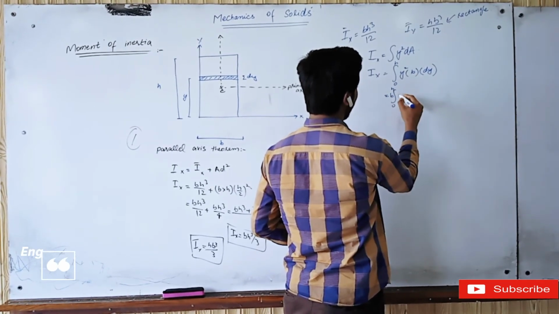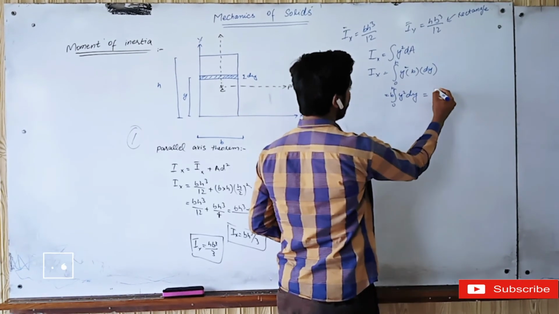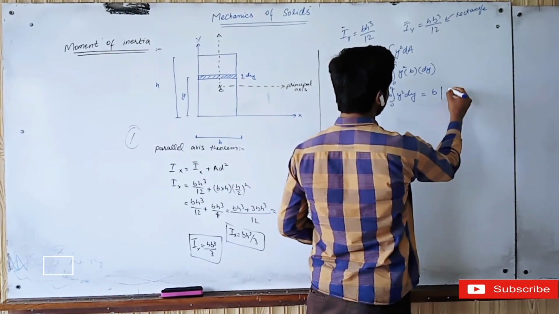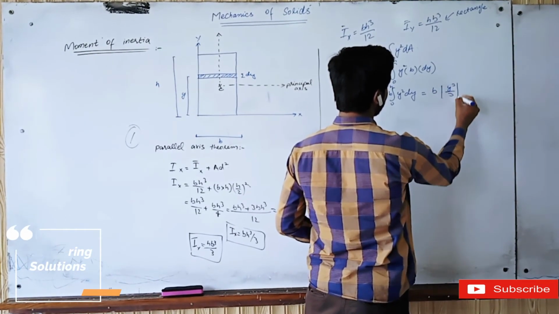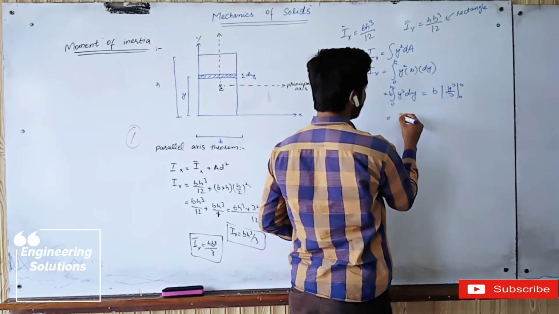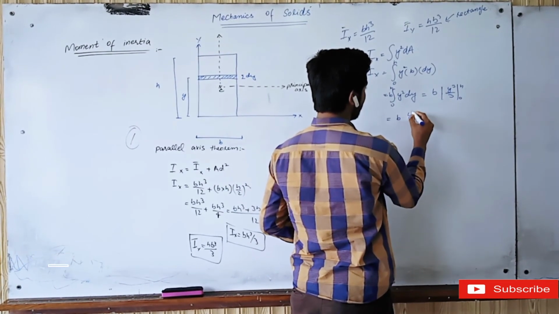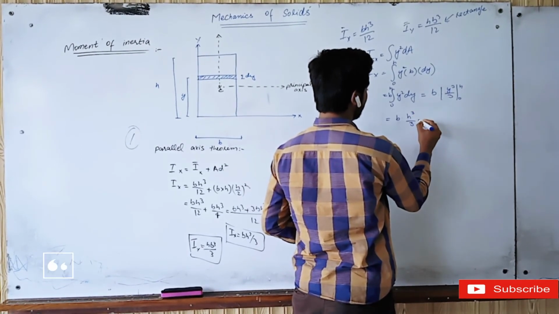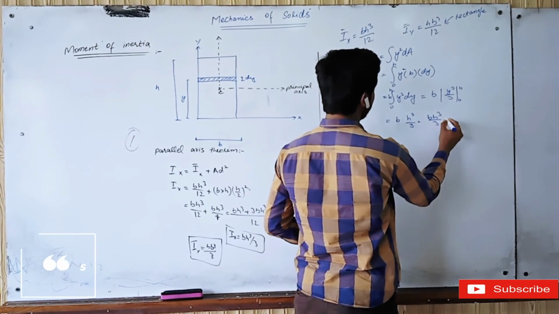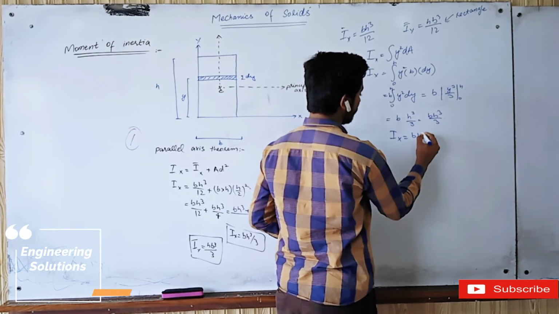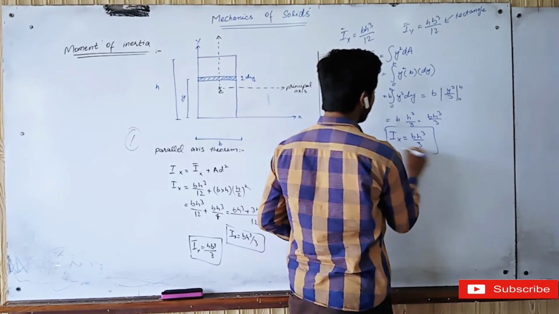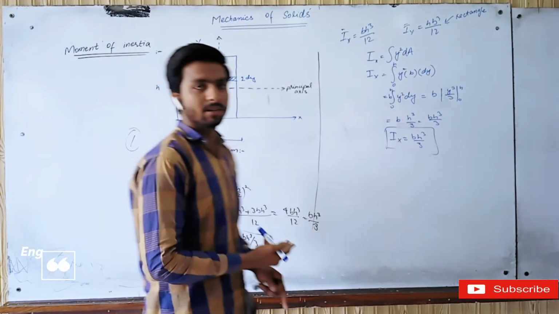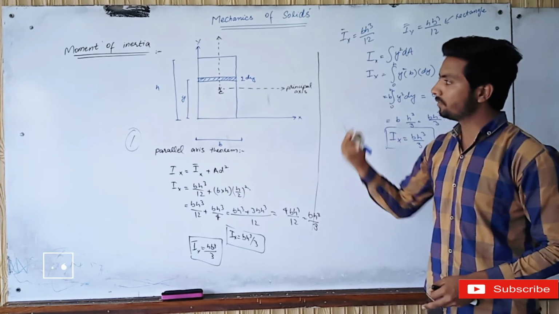b is constant, so Ix is equal to b times the integral of y square dy. By applying integration and putting in the values of the limits, it will be equal to bh cube divided by 3. Ix is equal to bh cube divided by 3. This result is the same as the previous one. So by using any one of the methods we can calculate the moment of inertia of this figure.